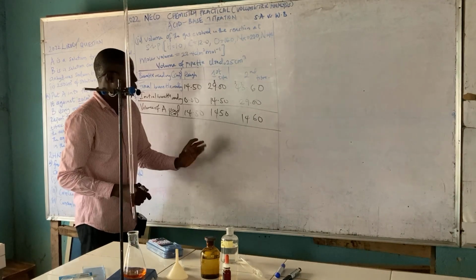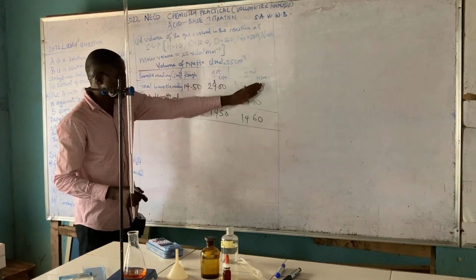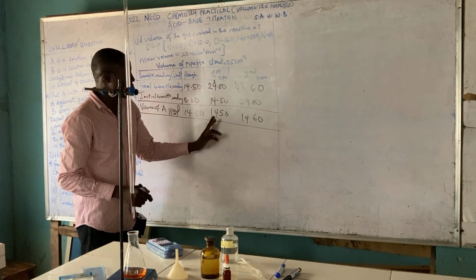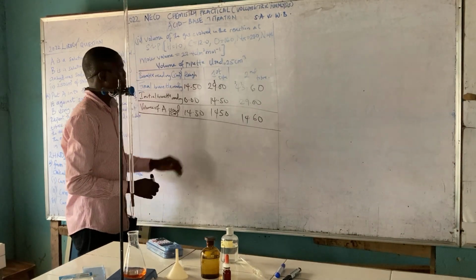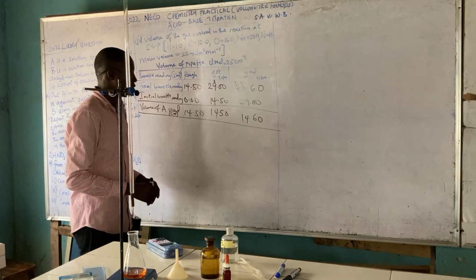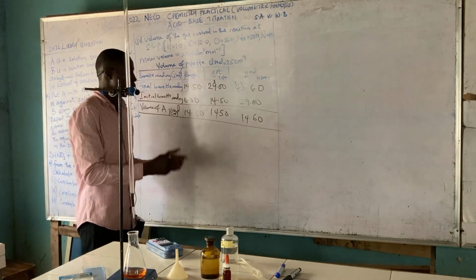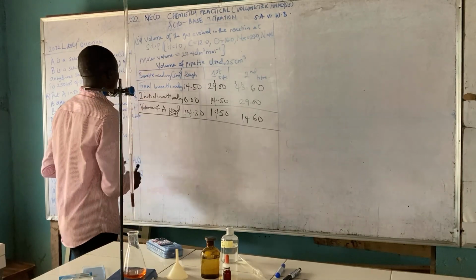You can see that these values are concordant. First titre and second titre. 14.50, then 14.60. It's our first titre and second titre value. So with this now, let's go to the calculation that we have here.